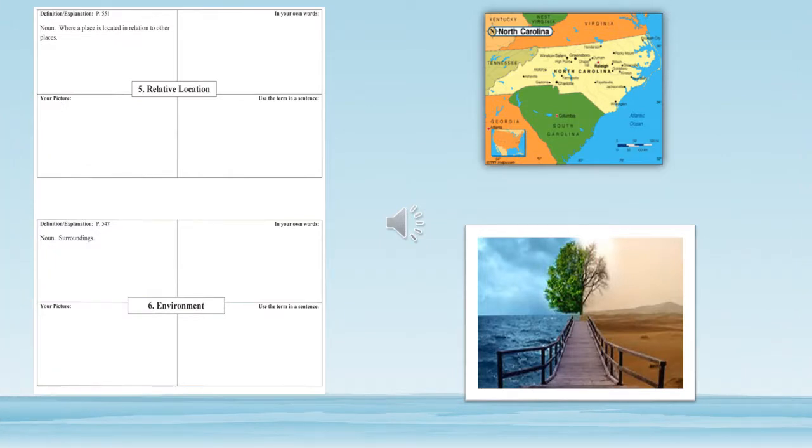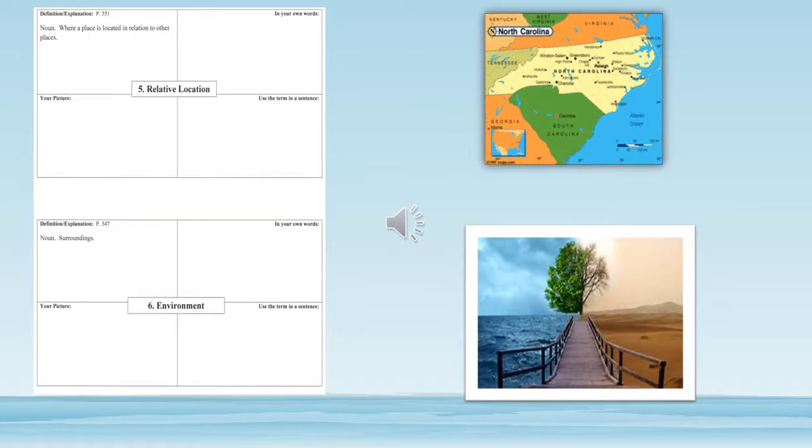Okay, lovely students, here we are at relative location. Now, relative location, what word do I really see? Relative. Well, if I take out the IVE and add in ATION and SHIP, I will get the word relationship. So we're talking about relating to something. So relative location, how do I relate to relative location?